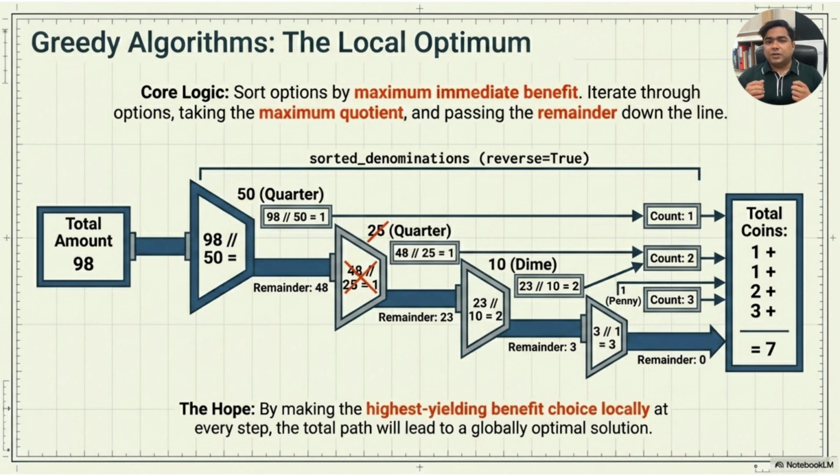After taking 125, the remainder becomes 23. Then it chooses 10. It can take two tens, making the remainder 3. Finally, it uses one value coins to complete the remaining amount. The result is a total of 7 coins.